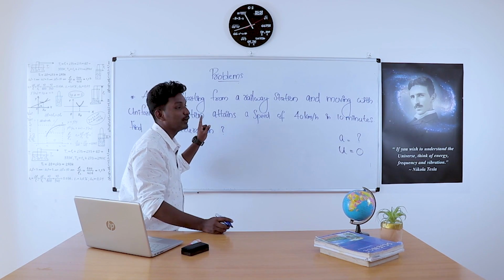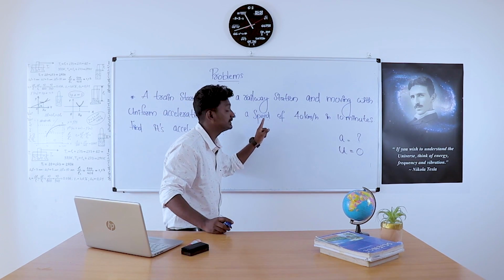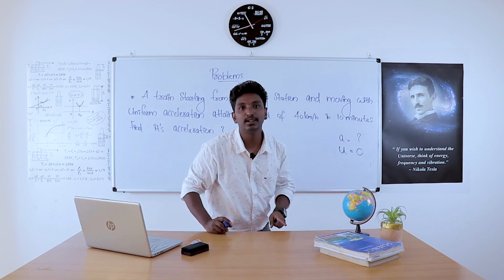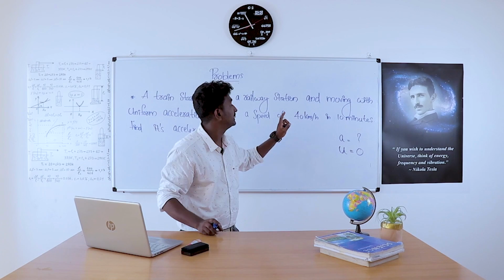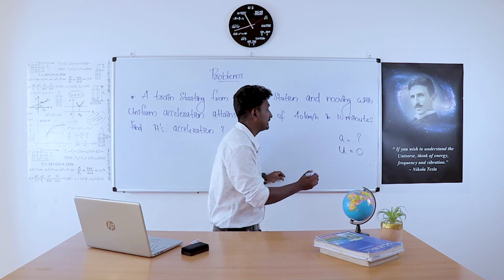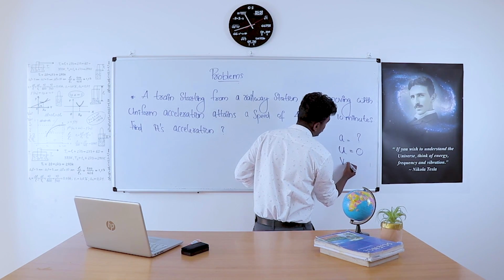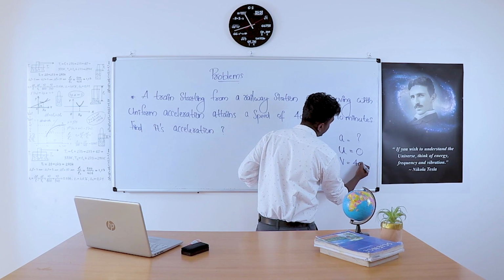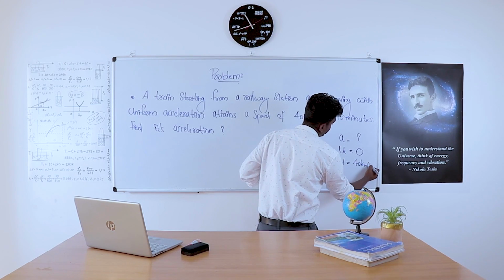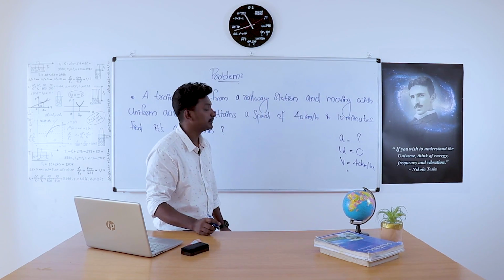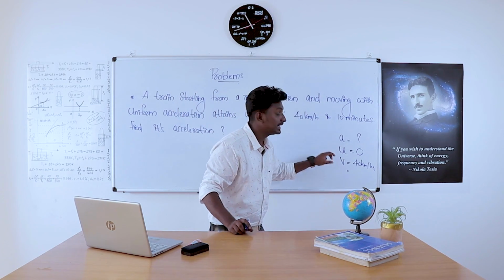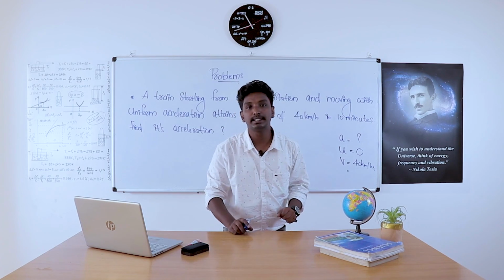With a uniform acceleration attains a speed of 40 km per hour. Here the train is attaining a speed of 40 km per hour. Therefore, the final velocity V is 40 km per hour. We have to convert this to meter per second because the standard unit of velocity is meter per second.